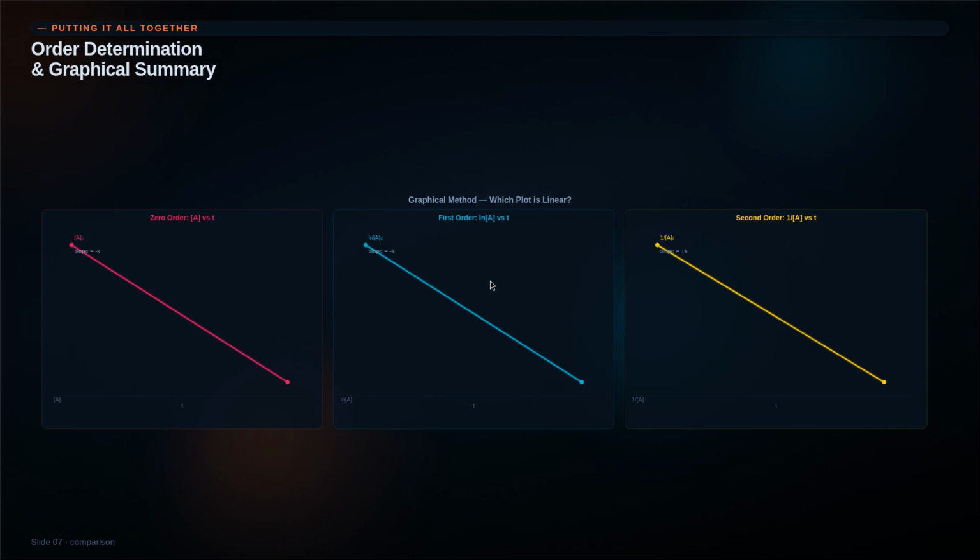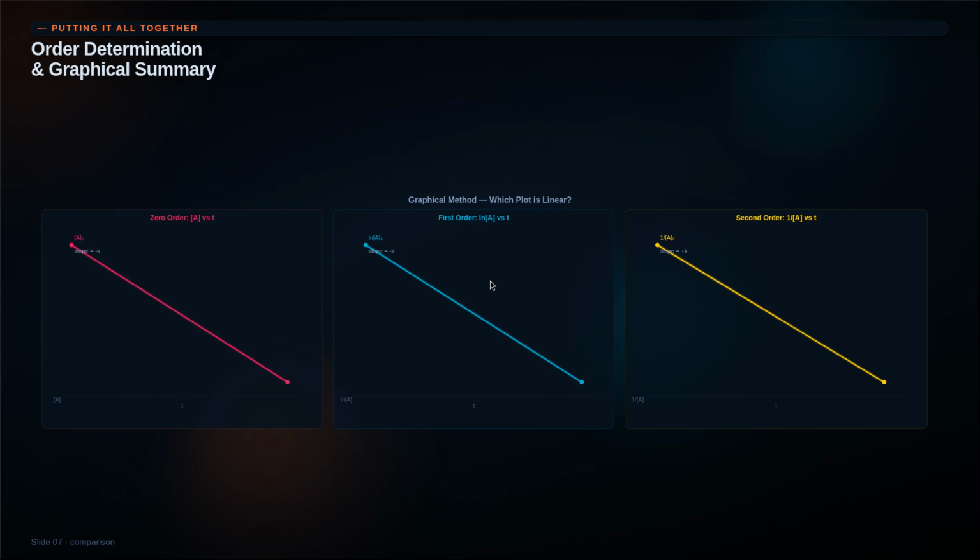If [A] versus time is linear, the reaction is zero order. If the natural log of [A] versus time is linear, it is first order. If 1 over [A] versus time is linear, it is second order. Each order also has a characteristic half-life behavior and specific units for the rate constant k.